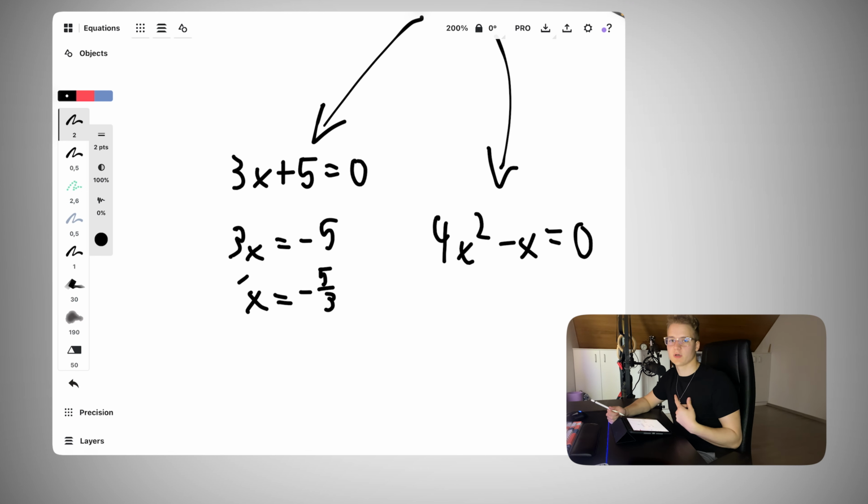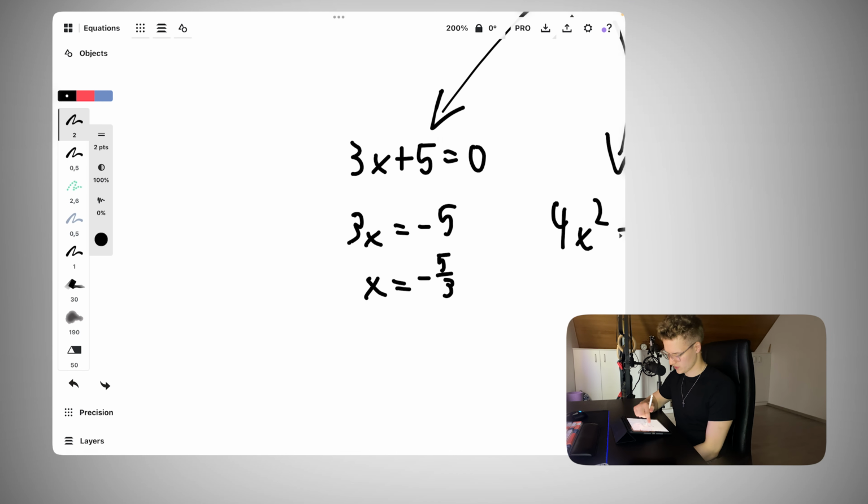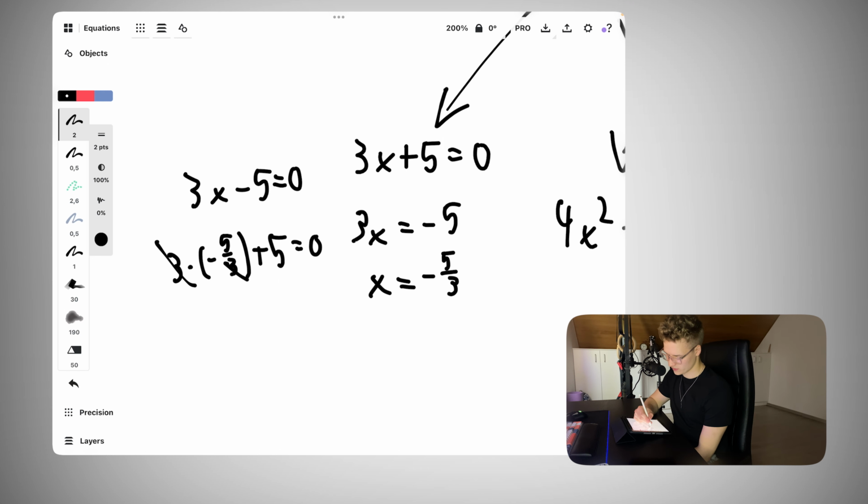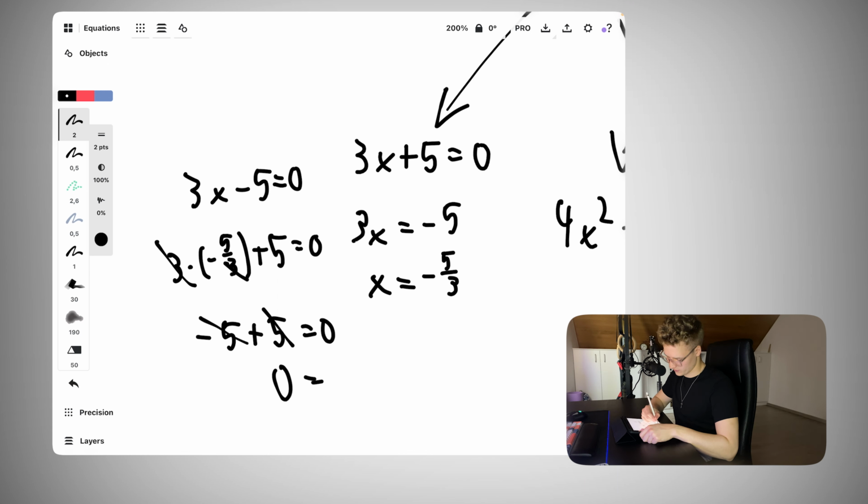And if you want to check if you got the correct solution, plug this number into the original equation. So we're actually going to do that. We have 3x plus 5 equals 0, and then we have 3 times minus 5/3 plus 5 equals 0. So the 3 in the denominator and the times 3 cancel each other out, so we have minus 5 plus 5 equals 0. And then 0 equals 0. So this is the correct solution.